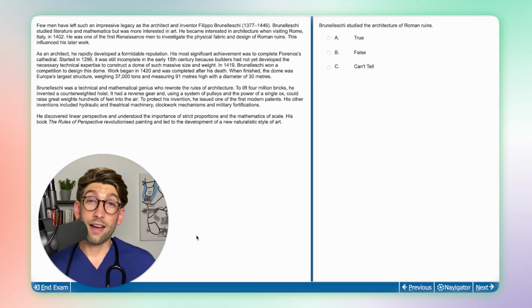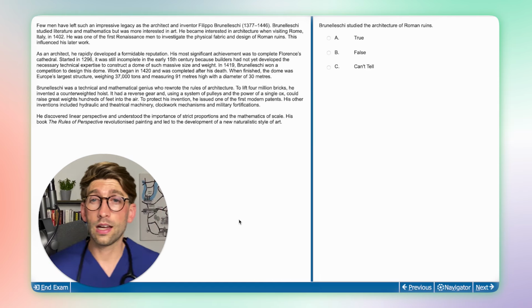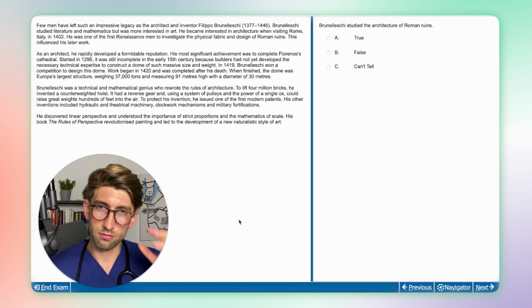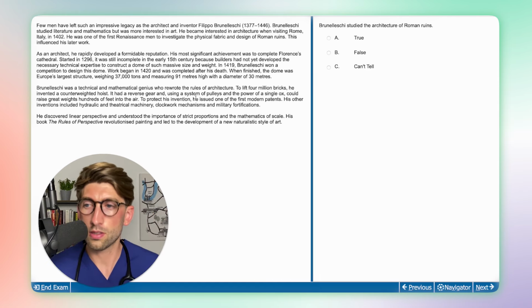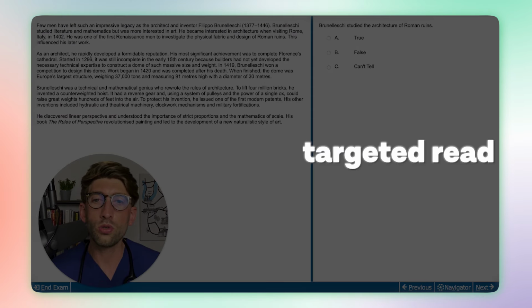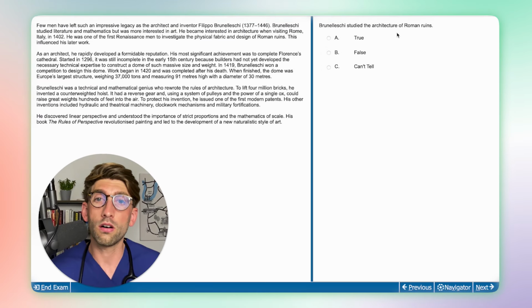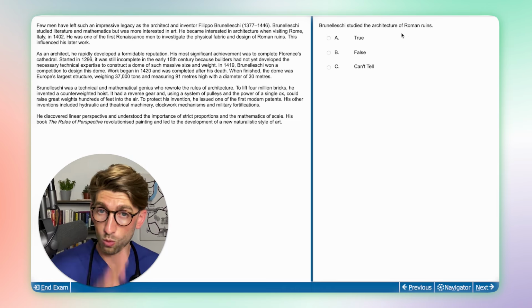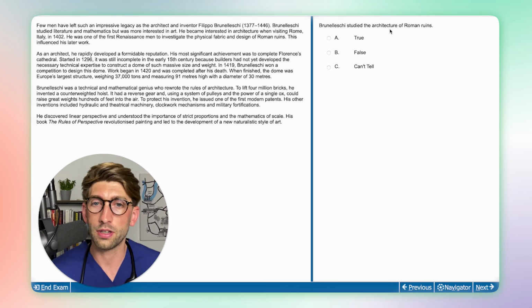Okay, well done for having a go at that. Now, here's how I would have a go at this. What I would do with this one is probably what we call the targeted read. You can use the salient features of each question, and you scan the text for it.